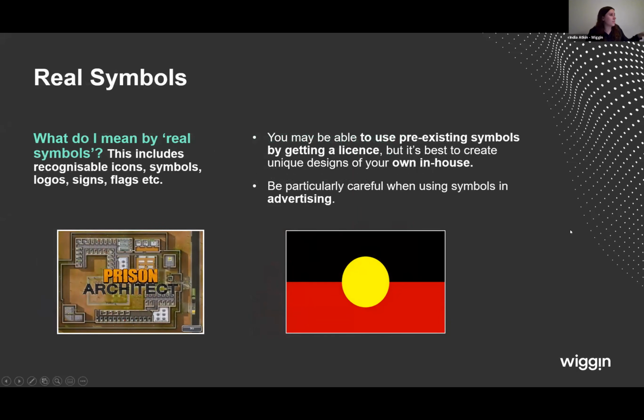So moving on to symbols. What do I mean by real symbols? This is recognizable icons, logos, flags, and signs. You can use pre-existing symbols in your game, but 99% of the time you'll have to get a license. And the best practice is to just create your own symbols in-house.